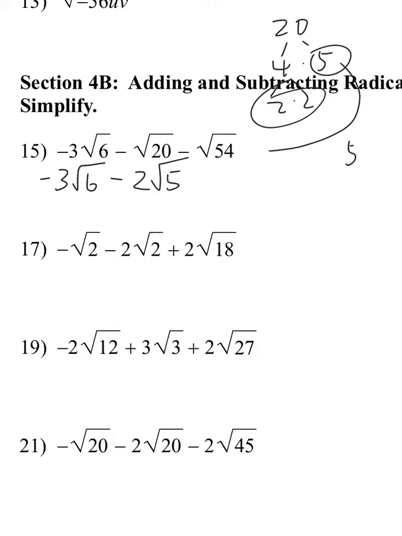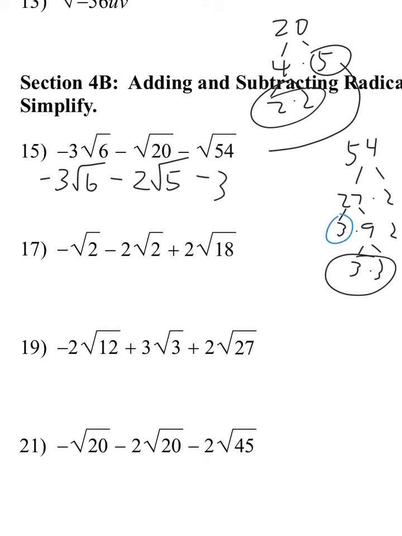And then 54 I need to break down. 54 is 27 times 2, 3 times 9, and 3 times 3. So notice I've got a pair of 3's, so I can pull out a 3. I have this 3 and this 2 left to go back under the radical. I'm going to multiply them back together. So that's a 6 under the radical. So now I have 3 radical terms. Negative 3 radical 6 minus 2 radical 5 minus 3 radical 6.